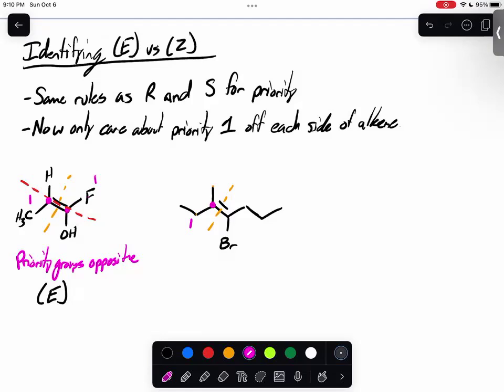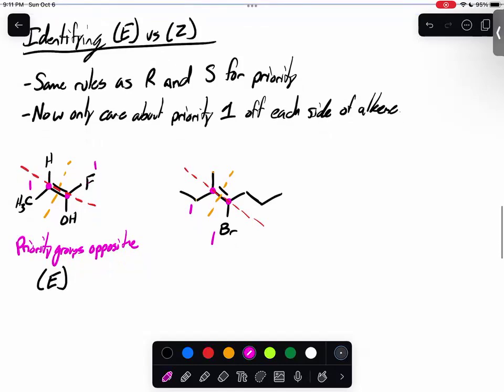On the other side, starting from here, we move out a single atom. We see a carbon, we see a bromine. Bromine has a higher atomic number. It's going to be our number one. So then, looking at the red line to bisect our alkene, we see, okay, both ones are below the red line. That says our priority groups are on the same side, right? So if they're on the same side, that tells us it is a Z alkene. All right. Last but not least, let's do one more of these.